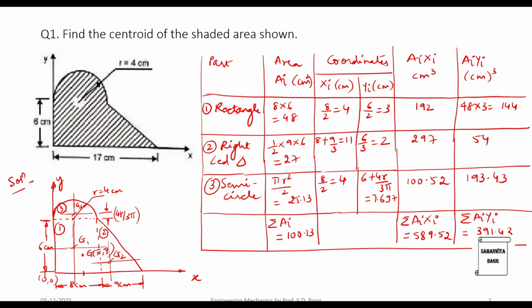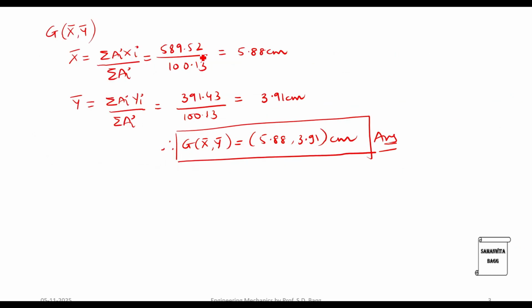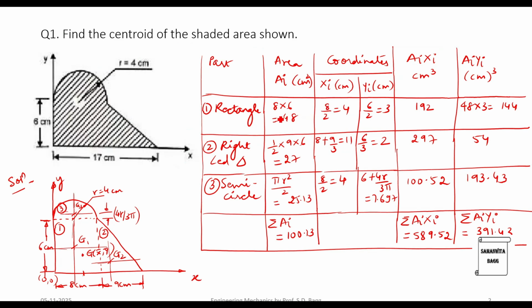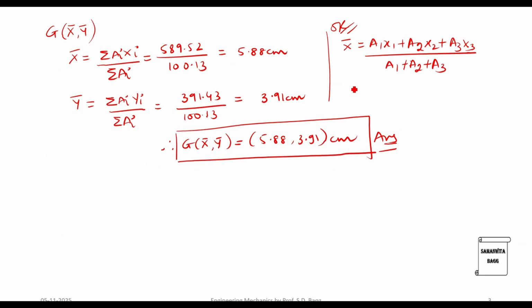There is an alternate way of doing this. Here, instead of writing this formula, what you can do is you can write x bar is equal to a1 x1 plus a2 x2 plus a3 x3 upon a1 plus a2 plus a3, where a1 is this value over here, a2, a3. This is x1, y1, x2, y2, x3, y3. So accordingly, you can substitute these values.